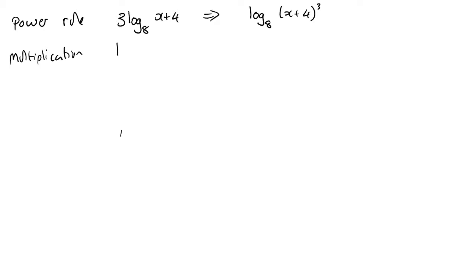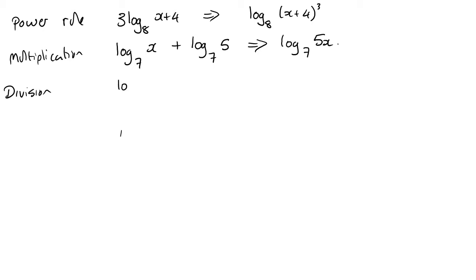We have the multiplication rule, or addition rule, so it's going to be log to the base 7 of x plus log to the base 7 of 5, and this would be log to the base 7 of 5x. I'm choosing different bases. Then the division, or subtraction rule: log to the base 5 of (x squared plus 2) minus log to the base 5 of x would give you log to the base 5 of (x squared plus 2) all over x.